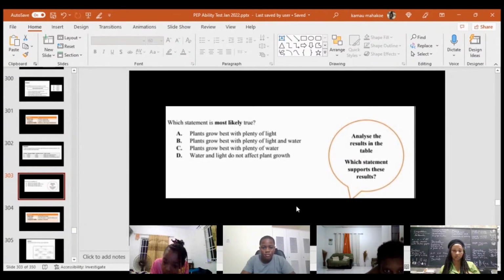A. Plants grow best with plenty of light. B. Plants grow best with plenty of light and water. C. Plants grow best with plenty of water. Or D. Water and light do not affect the plant growth. I say B. Plants grow best with plenty of light and water.